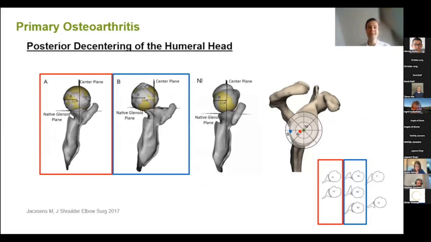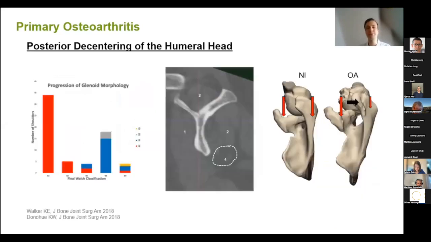Humeral decentering is a very interesting characteristic and has been studied by many groups. We also looked at it with our group, and we could identify small but distinct posterior decentering also in type A shoulders, which is the type with the central erosion. Then you have the group of Iannotti that has used serial CT scans in patients with primary OA to better understand the evolution of decentering.